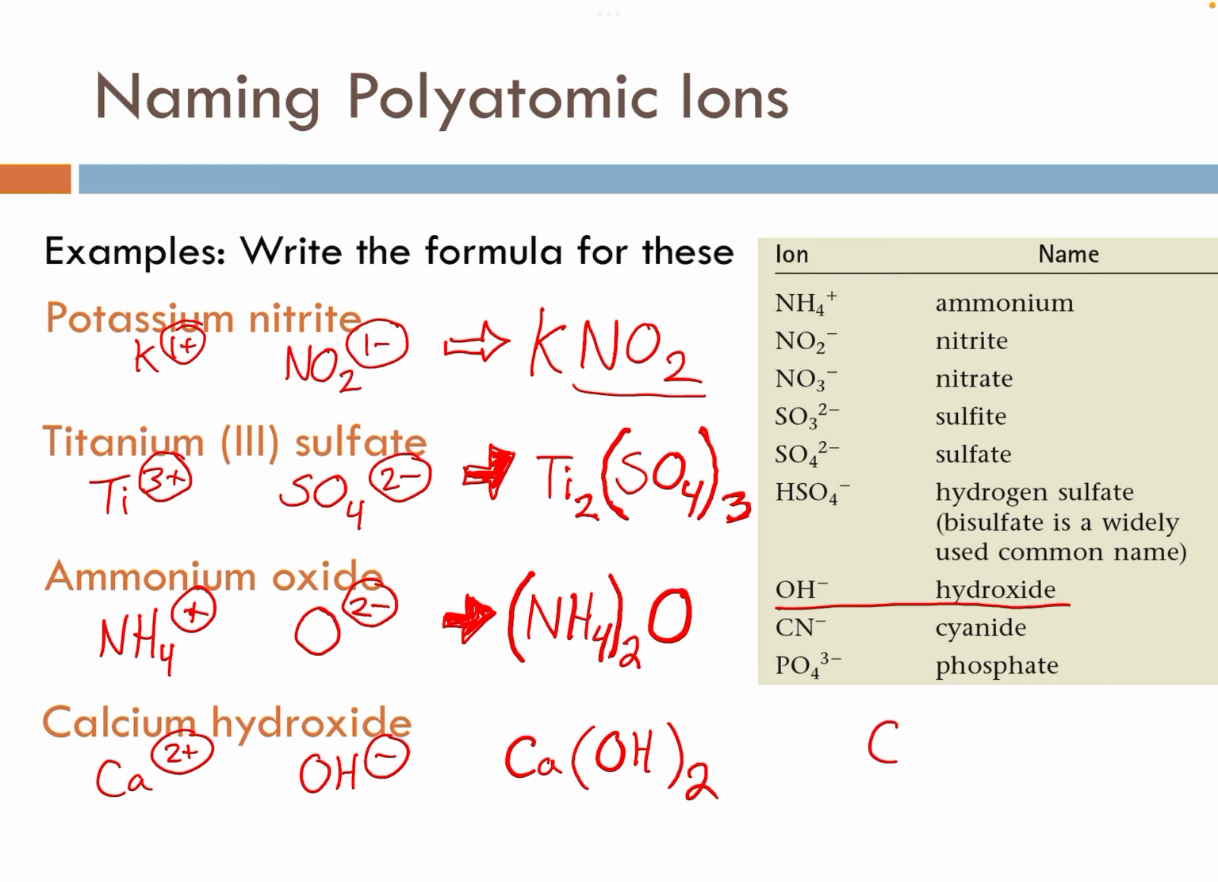Notice how this would be wrong, right? If I just did calcium hydroxide 2, if I didn't have the brackets there, this formula would mean there's 2 hydrogens and only 1 oxygen, and that's not true at all, right? There's 2 hydroxides, 2 of the whole OH in there. So I need to have those brackets to indicate that the whole hydroxide is what I'm talking about there. And that's how we name polyatomic compounds.